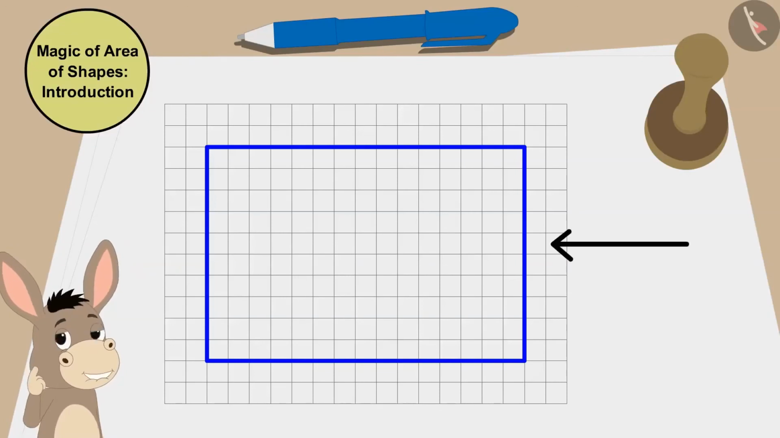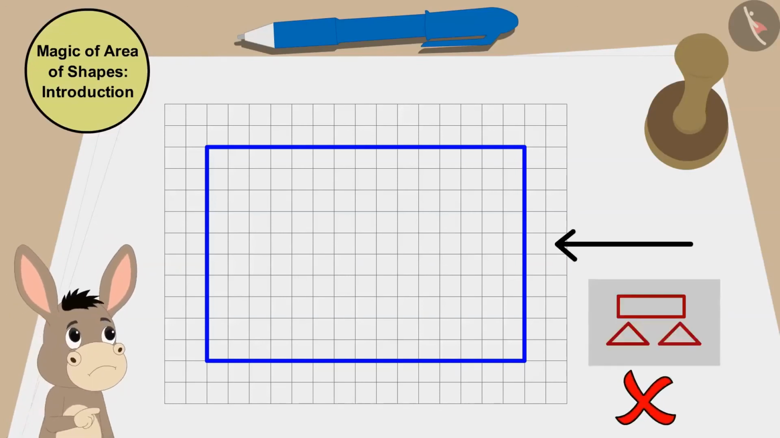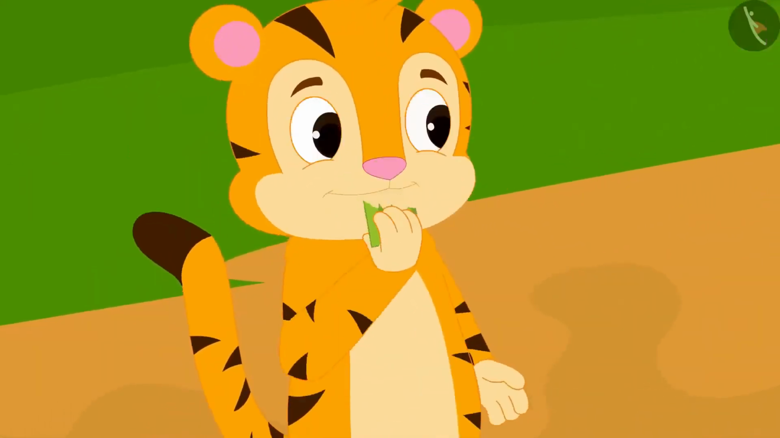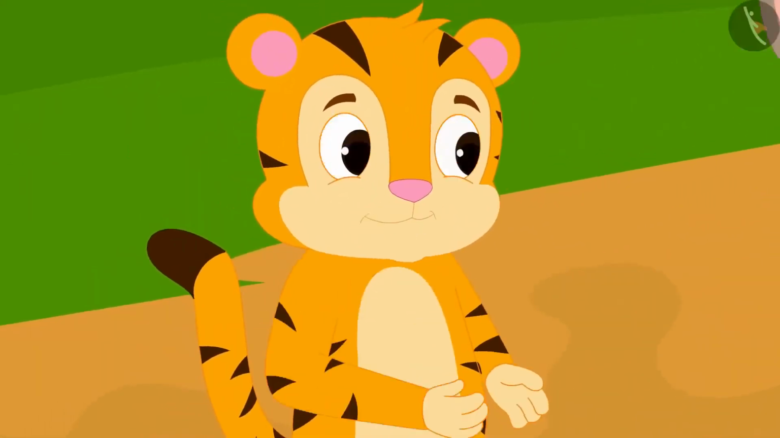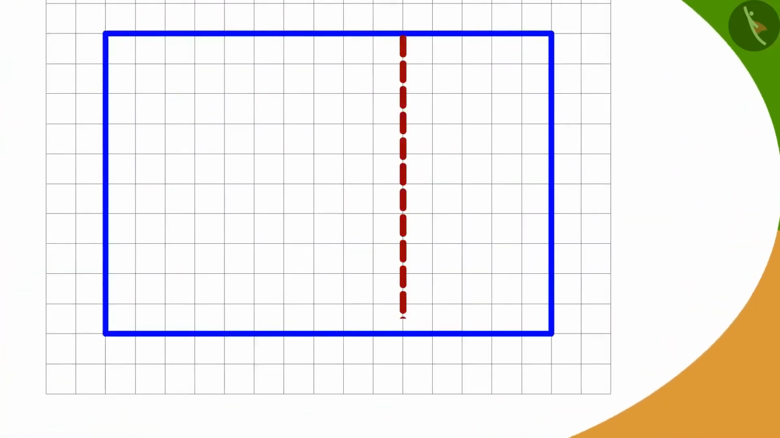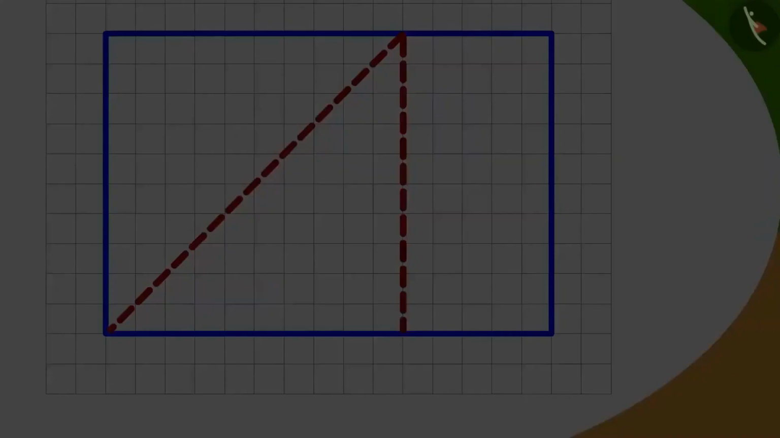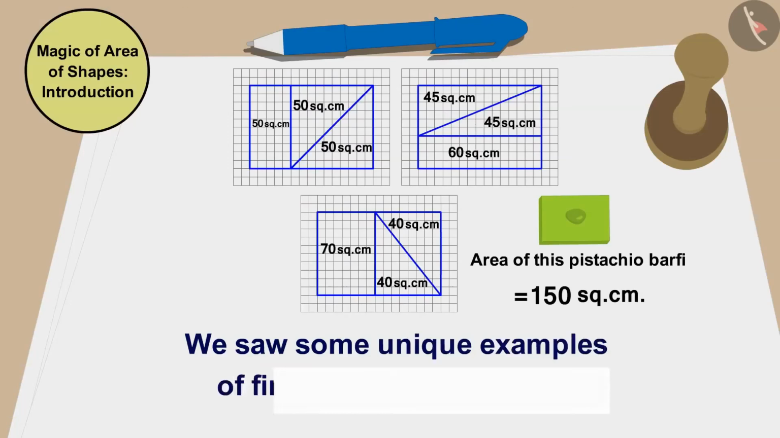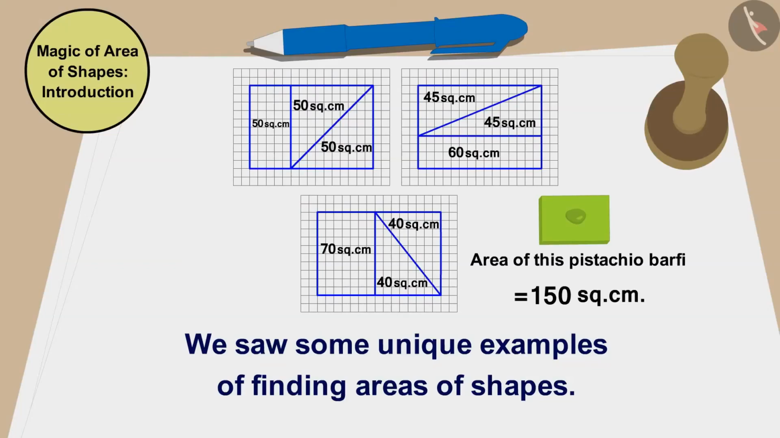Bhola could not find the answer to this riddle of Sher Khan. So Sher Khan ate that whole pistachio burfi and also taught Bhola how to solve this puzzle. Children, in this video, we saw some unique examples of finding areas of shapes. In the next video, we will see some more interesting examples.